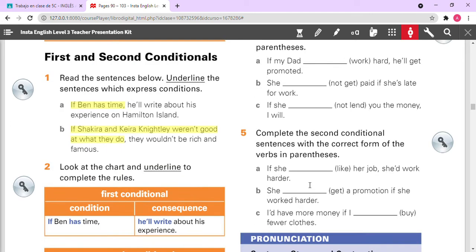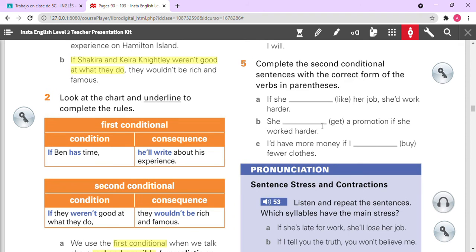Second conditional. This part is second conditional. In the past. Or would. Perfect. Complete the second conditional sentence with the correct form of the verb in parentheses. If she liked her job, she'd work harder, in the past, okay? This is the consequence. She would get a promotion if she worked harder. I'd have more money if I bought fewer clothes, in the past. Perfect. Perfect.